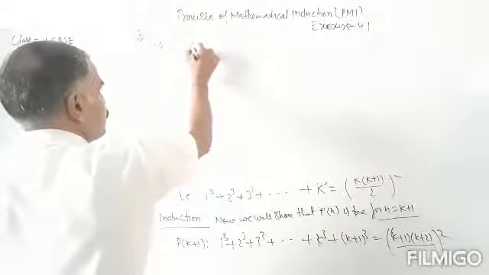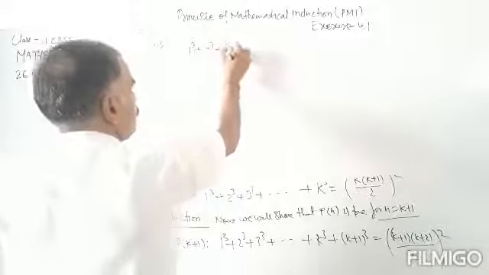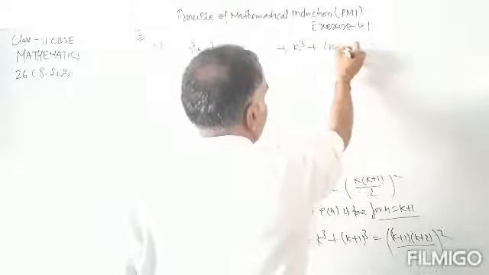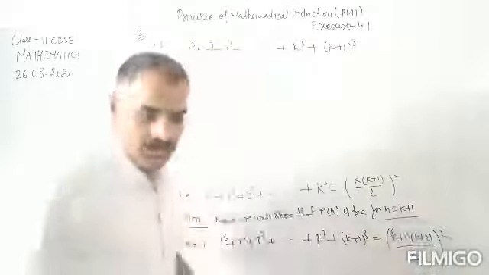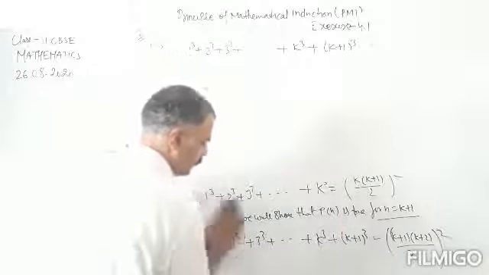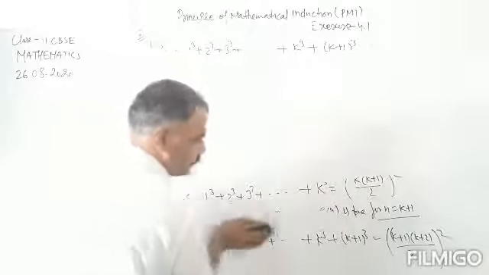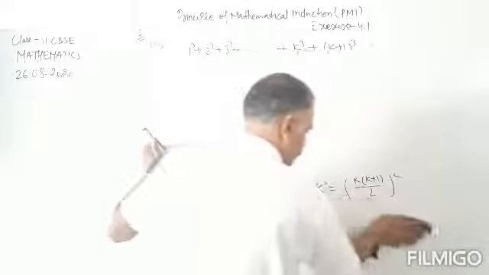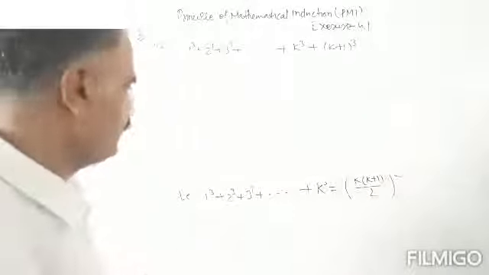Left hand side is 1 cube plus 2 cube plus 3 cube plus and so on plus k cube plus k plus 1 cube. So we have to use the assumption. We have to use this statement.